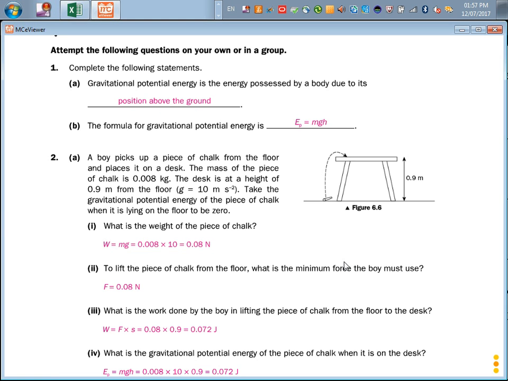Okay, so the formula for gravitational potential energy is mgh. You notice that as the mass increases, the gravitational potential energy increases. As the height above the ground increases, your gravitational potential energy also increases.